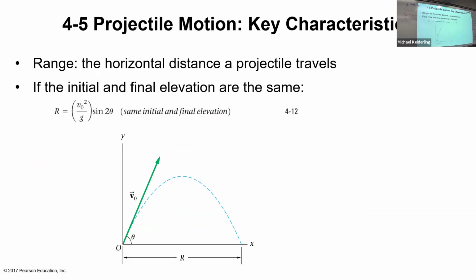So here we have a range equation. If you're on level ground and you fire a projectile at some angle, the distance it will cover is the initial velocity squared over g times the sine of 2 theta. And I'm going to go through and actually show how you get that.